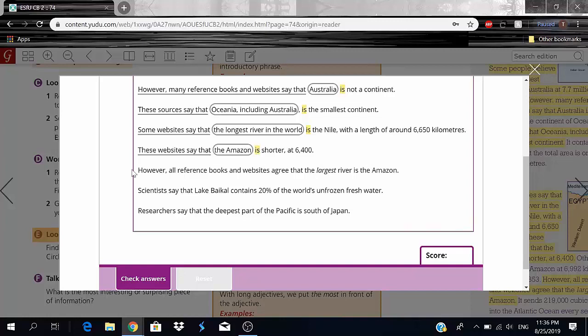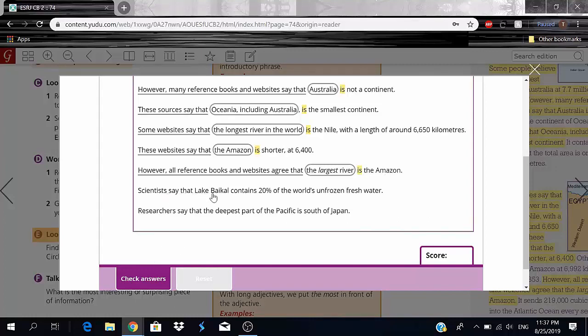Okay. "However, all reference books and websites agree that," and after that, I'm gonna stop. Okay, "agree that." So, "however," let me underline it. That's our introductory phrase. "The largest river," that's our subject, "is" is our verb, "the Amazon." Okay.